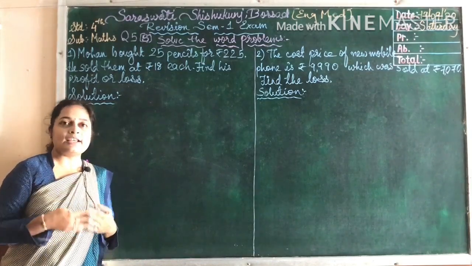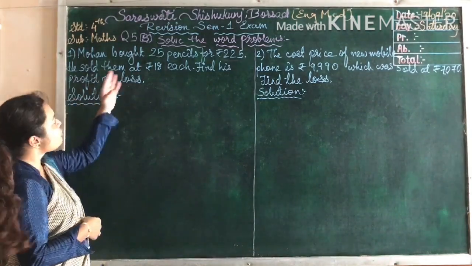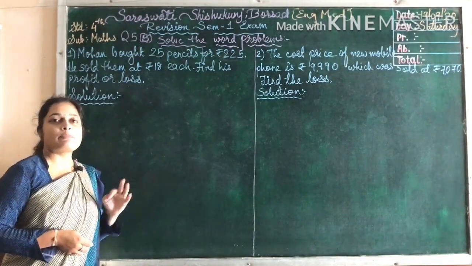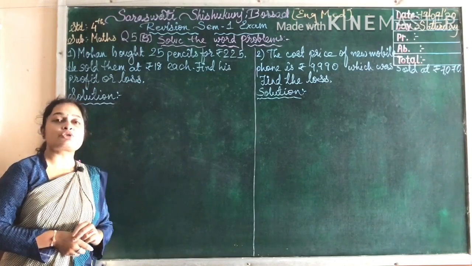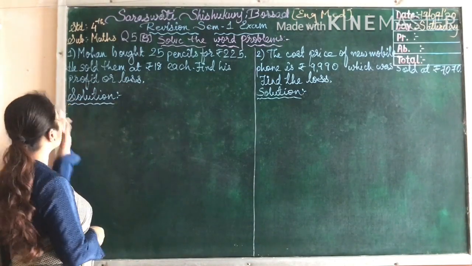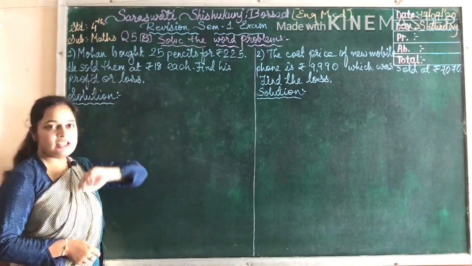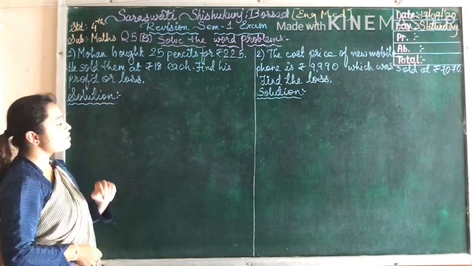Okay, now let's see question number 5b. Solve the word problems. Number 1. Mohan bought 25 pencils for rupees 225. He sold them at rupees 18 each. Find his profit or loss.